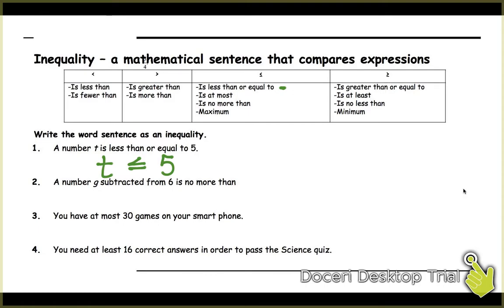The next one, a number g subtracted from 6. So this is going to have more than just one thing on both sides. If g is being subtracted from 6, I have to put 6 first, then minus g. And that is going to be no more than, I did not finish this. We're going to say no more than 12. So if I say no more than, we can find that in our chart in the same section. If it's no more than, that means it's going to be less than, but it could also be equal to. And the gator, it always opens towards your bigger amount.